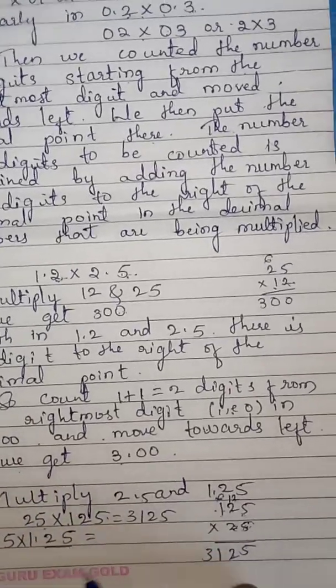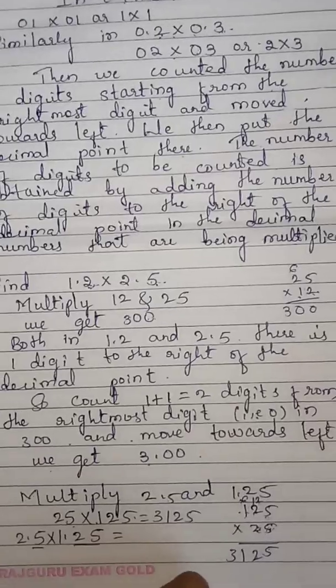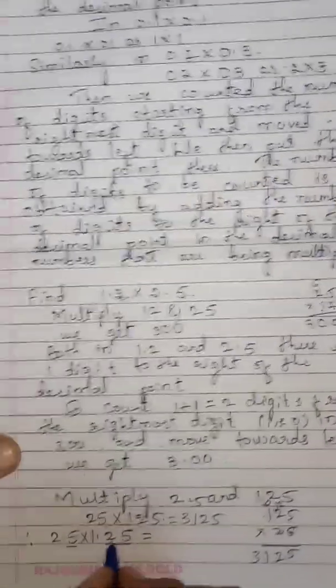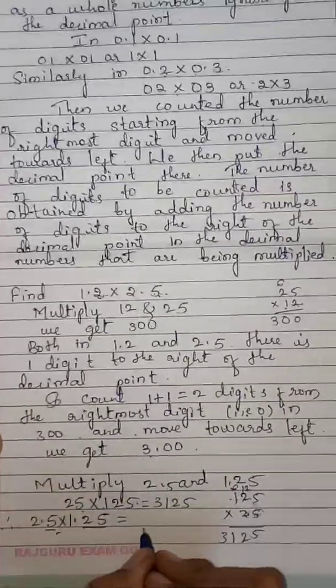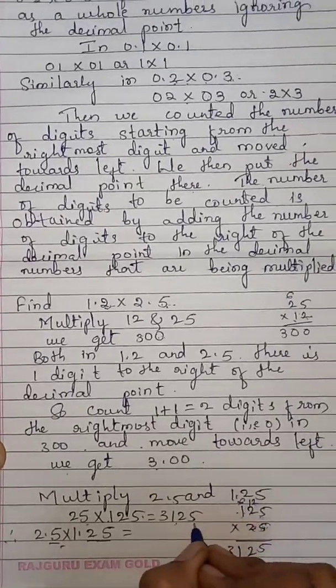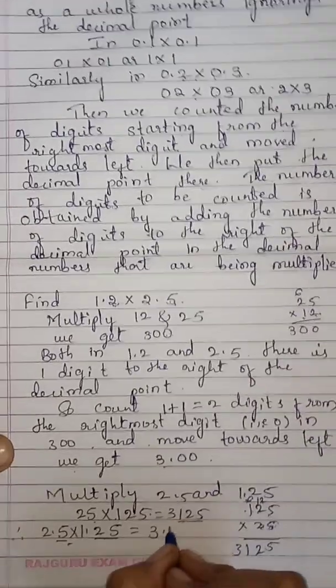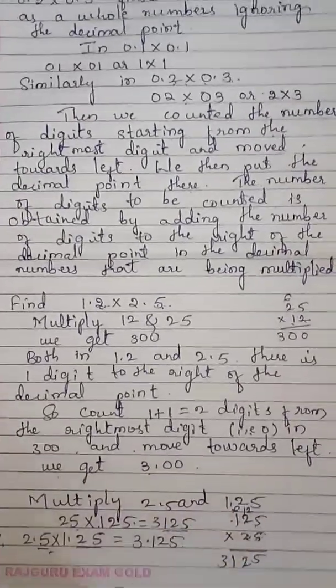Therefore 2.5 into 1.25. Here 2 digits are there in the rightmost place. Here only one digit in the rightmost place, total 3 digits, and therefore here counting from the right to left, after 3 digits you have to give the decimal point. You will get here 3.125.